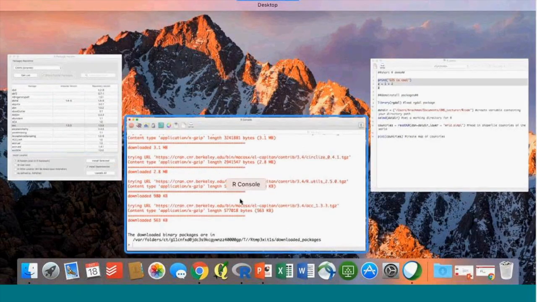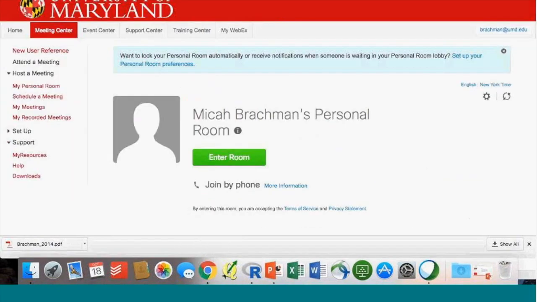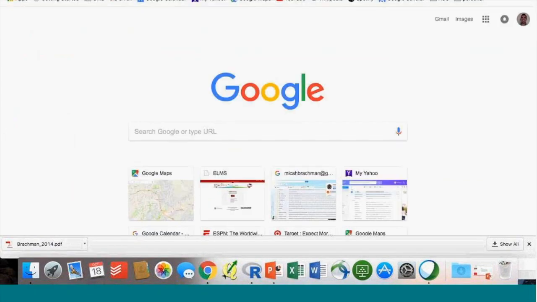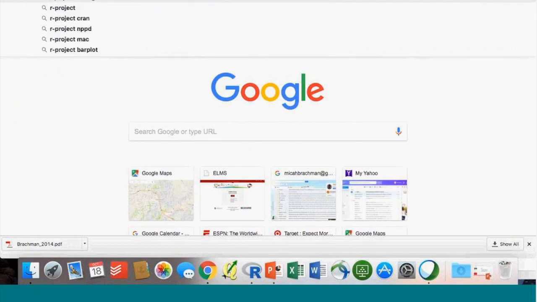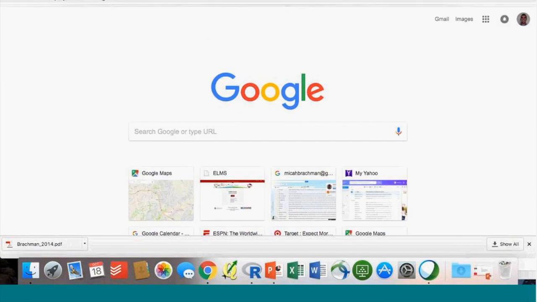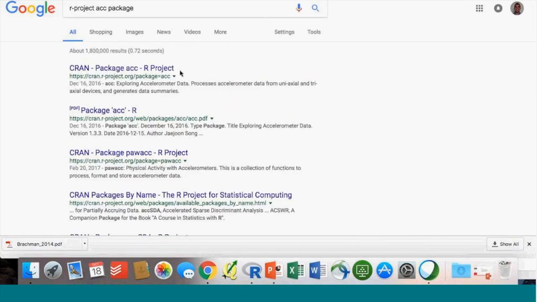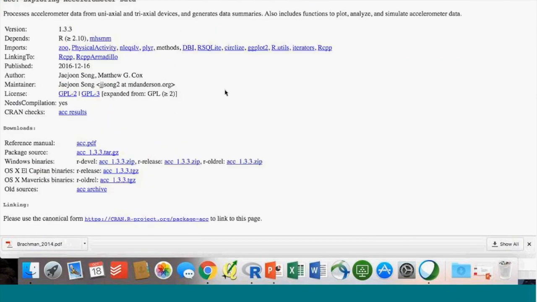What you can do too is if you go to the R project, ACC package, see if this works. And there you go. Now we can learn what ACC does. Processes accelerometer data from uniaxial and triaxial devices and generates data summaries. That could actually be kind of cool, right? I mean, if you had an accelerometer sensor somewhere and you wanted to process the data, this is how you do it, right?